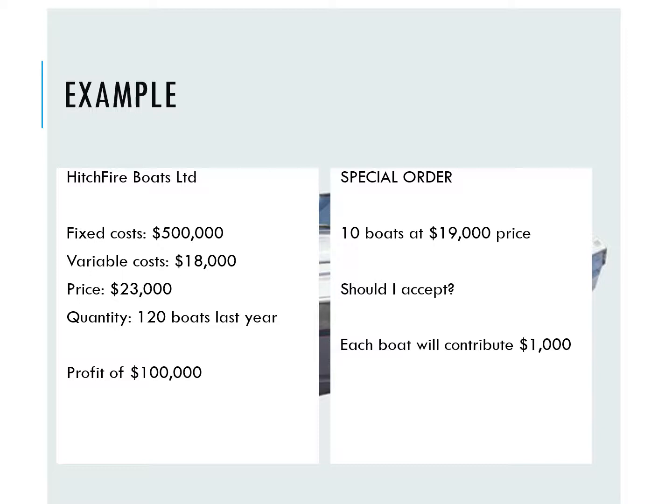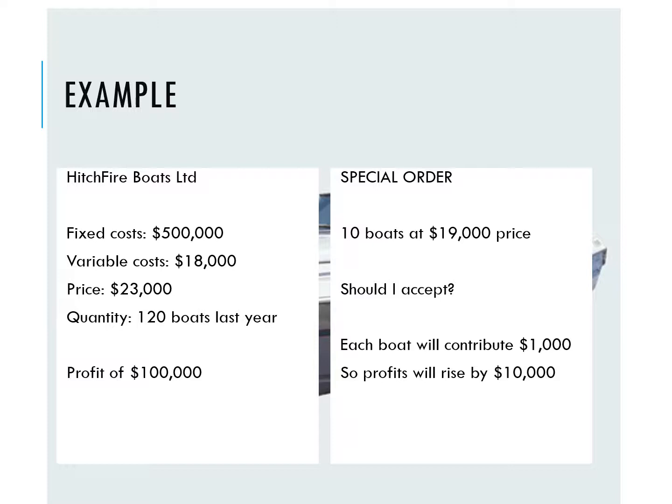because each boat will contribute 1,000, and that's because the price is 19,000 and the variable costs I need to build a boat are 18,000. I won't incur any more fixed costs by increasing my output. By definition, fixed costs don't change when you produce one more unit. So each boat here will contribute 1,000 towards my fixed costs. If I'm already making a profit, then each extra boat that I sell here will increase my profits. So my profits will rise by 10,000.